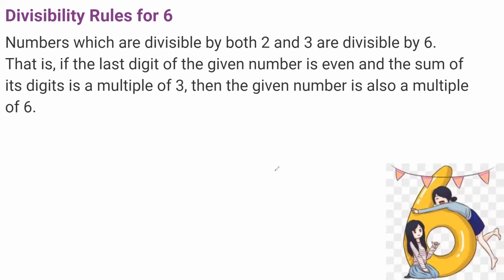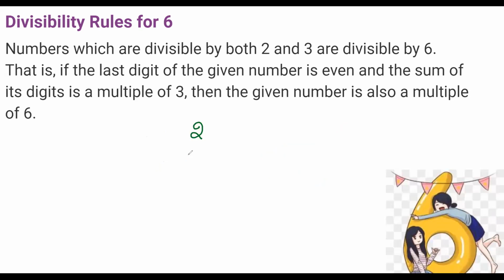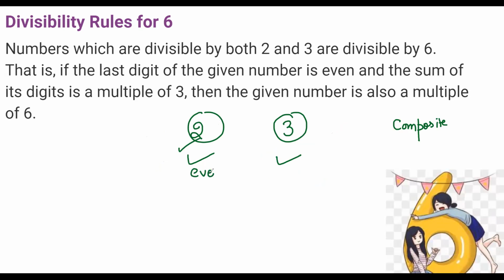The divisibility rule of 6 says we will test the number for 2 and we will test the number for 3. For any composite number, the rule is the same: you break it into prime factors and then check the divisibility. So the divisibility rule for 6 says we check whether the number is even and then use the sum rule to check if it is divisible by 3. If it is divisible by both 2 and 3, then only it will be divisible by 6. Let's take the divisibility rule for 7.